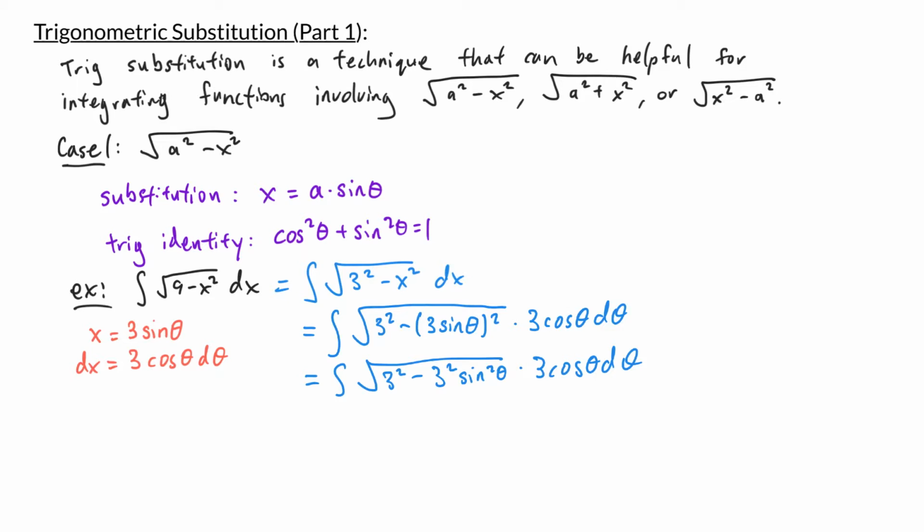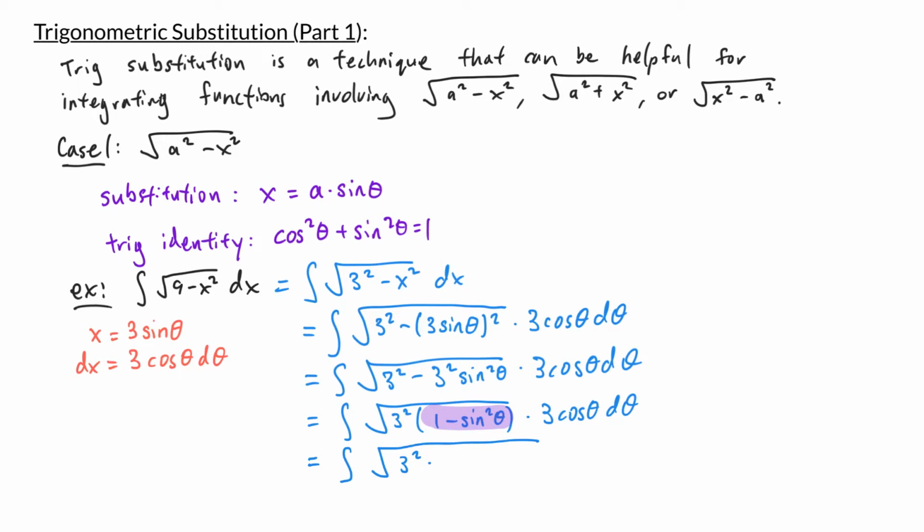If I factor out the 3 squared inside the square root, this gives me the integral of square root of 3 squared times 1 minus sine squared theta times 3 cosine theta d theta. What we'll do next is use our trig identity to rewrite 1 minus sine squared theta. I can rewrite this as the integral of square root of 3 squared times cosine squared theta times 3 cosine theta d theta. What we might observe now is that under the square root, each of those factors are squares. So we can simplify this.